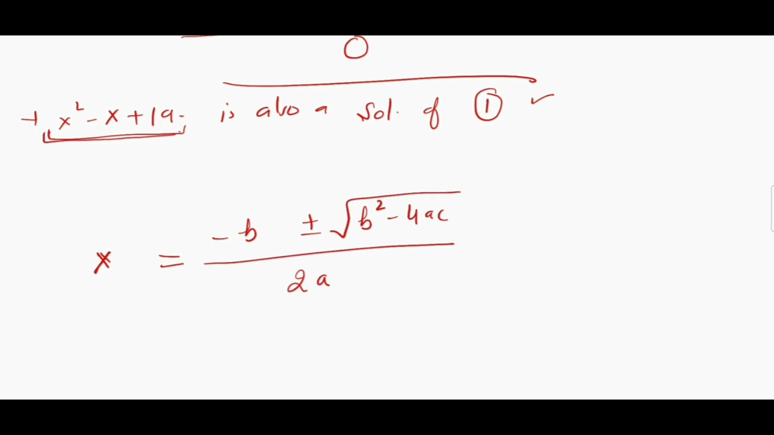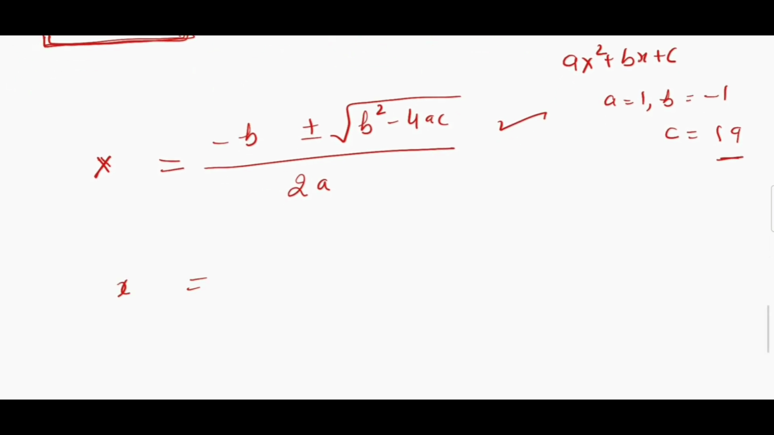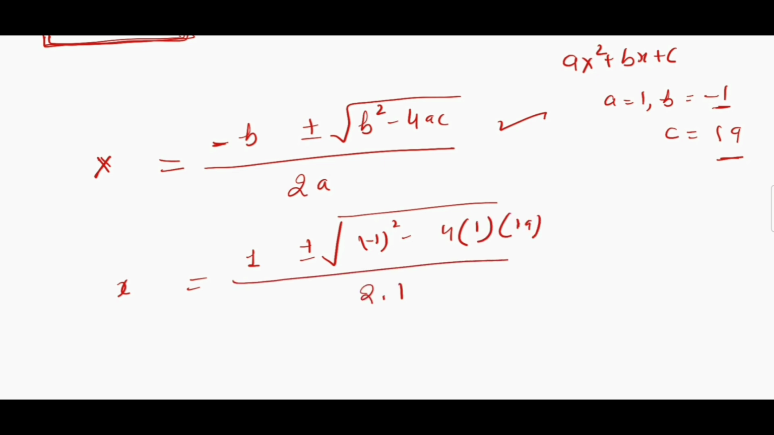So if we compare this expression with the general quadratic expression, which is ax square plus bx plus c, we'll get a is equal to 1, b is equal to minus 1, and c is equal to 19. So we'll put all the values here. So we'll get other two factors of this biquadratic equation. Here we have minus b, so it will become 1 plus minus square root of b square, minus 1 square minus 4 multiplied by a which is 1, and c which is 19, divided by 2 multiplied with 1.